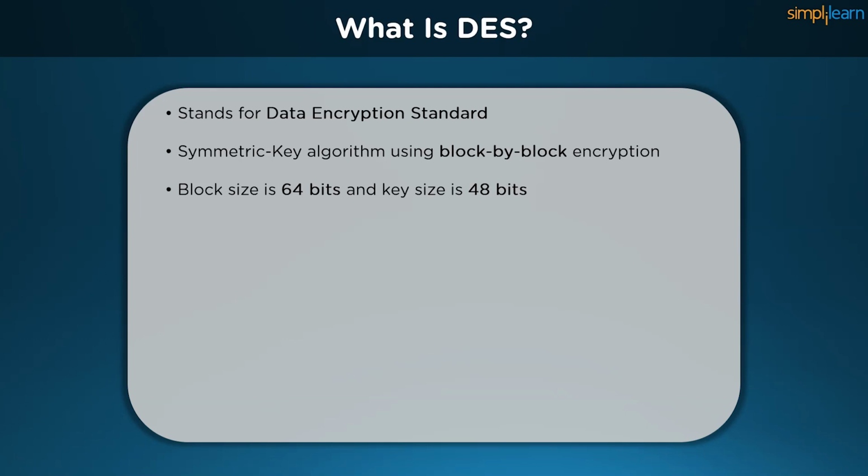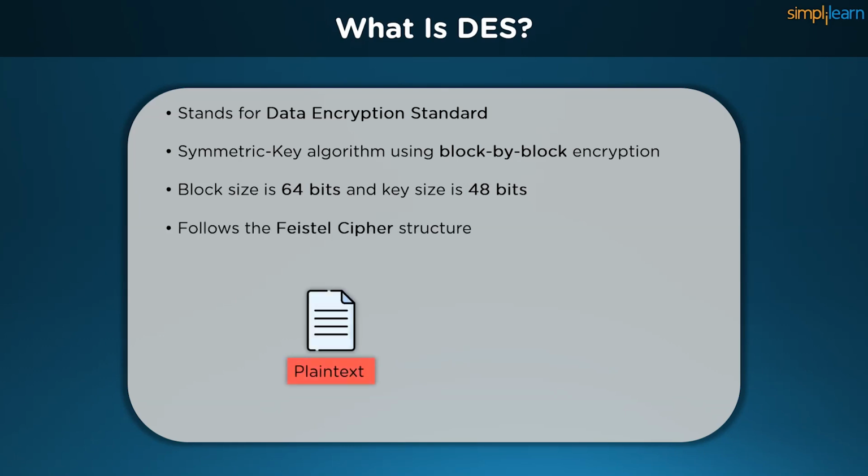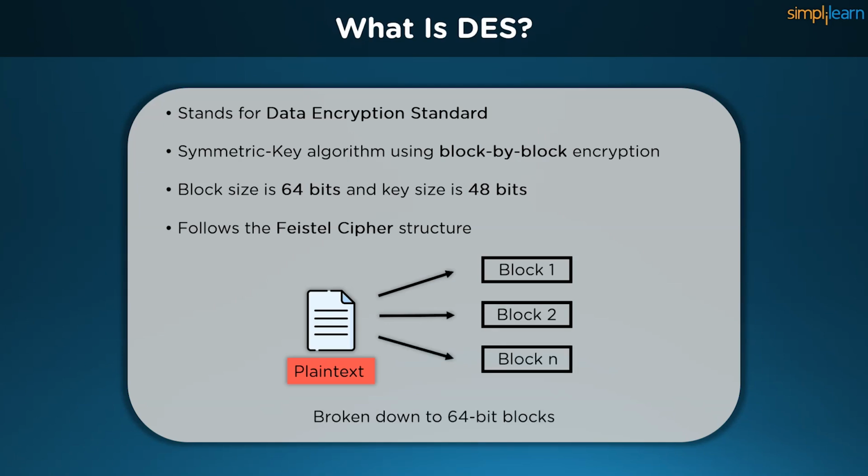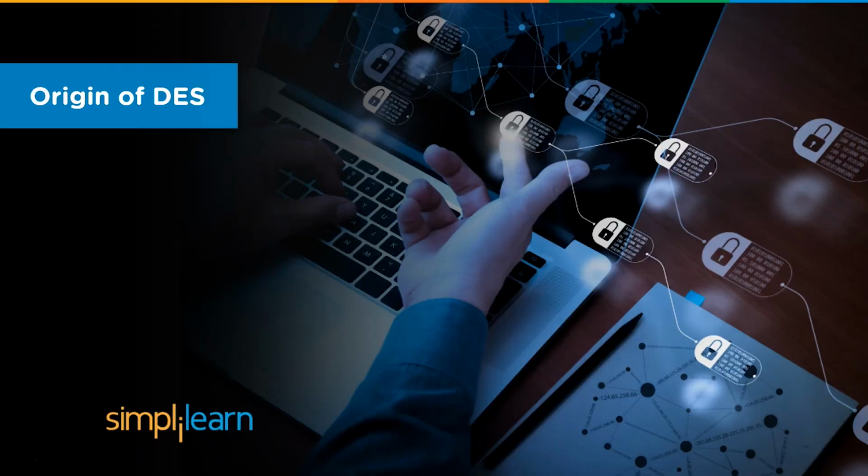It uses 48-bit keys during the encryption process and follows a specific structure called the Feistel cipher structure during the entire process. It is a symmetric key algorithm, which means DES can reuse the keys used in the encryption to decrypt the ciphertext back to the original plain text. Once the 64-bit blocks are encrypted, they can be combined together before being transmitted. Let's take a look at the origin and the reason DES was founded.